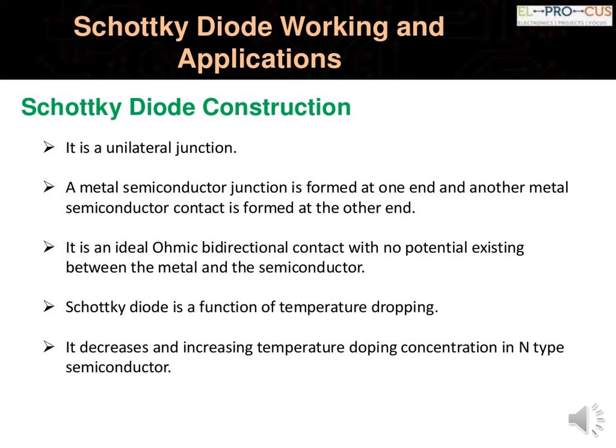Next is Schottky diode construction. It is a unilateral junction. It will have a junction at one end and another metal formed at the other end. Between these two regions it will have an ideal ohmic bidirectional contact, where there is no potential between the metal as well as the semiconductor. This Schottky diode is simply a function of temperature and doping. In simple words, when the doping concentration is increased, it causes the semiconductor resistance to decrease.